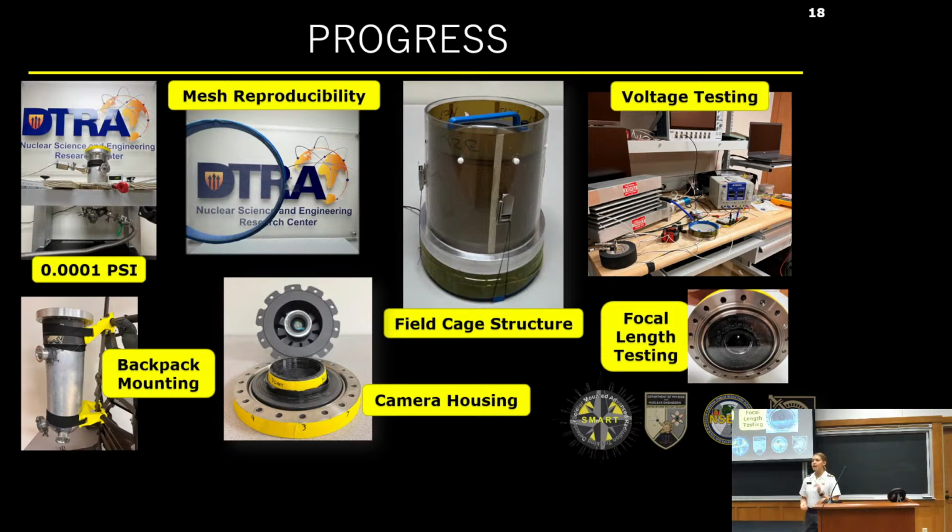Additionally, we've assembled the field cage, which has our anode, our cathode, our PCB, and our meshes all together in a nice package that can go into the detector. As Ricky talked about, we've done focal length testing to ensure we're getting the best resolution photos, and we've created a camera lens housing to ensure that our detector is light tight in order to get great photos. And additionally, we've begun assembling the detector onto our backpack frame.